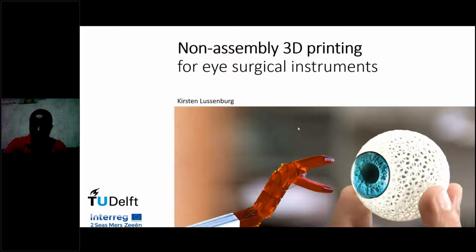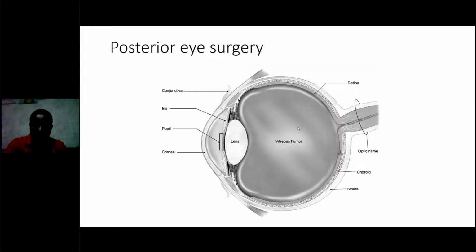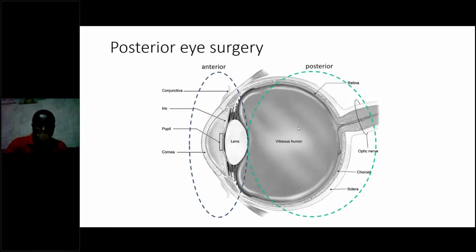So first, I would like to start by explaining a little bit more about eye surgery. Here we are looking at a cross-section of the eye, and there are two areas that are actually relevant for eye surgery, and that is the anterior section and the posterior section.